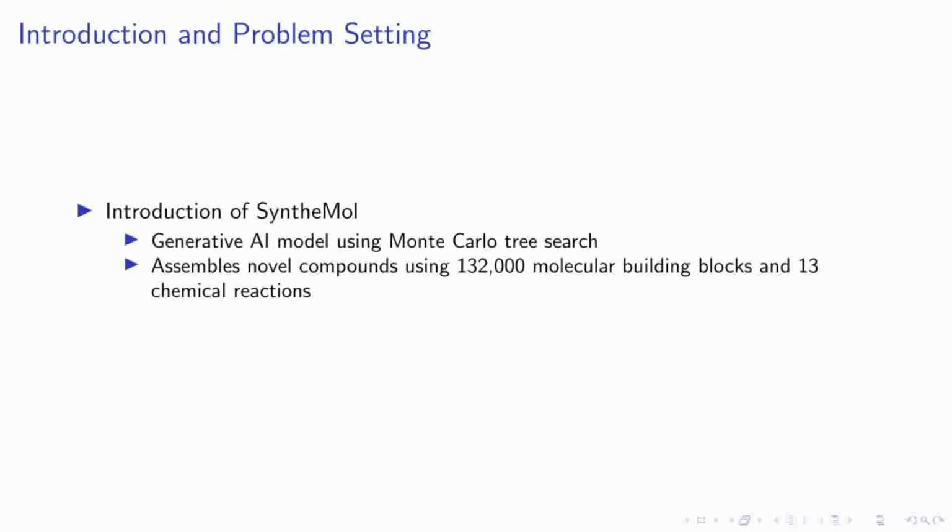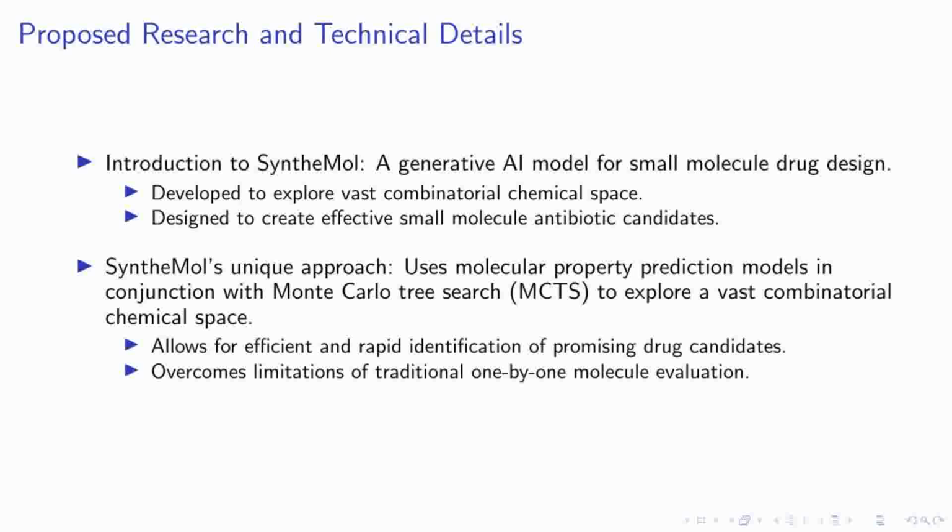SyntheMol, our novel generative AI model, leverages the power of Monte Carlo tree search to design new compounds. It's like a master chemist, assembling molecules from a vast library of around 132,000 molecular building blocks. But it doesn't stop there. SyntheMol also employs 13 chemical reactions, allowing it to explore a wide range of possible combinations. This innovative approach enables us to navigate the complex landscape of combinatorial chemical space and generate promising molecules with desirable properties.